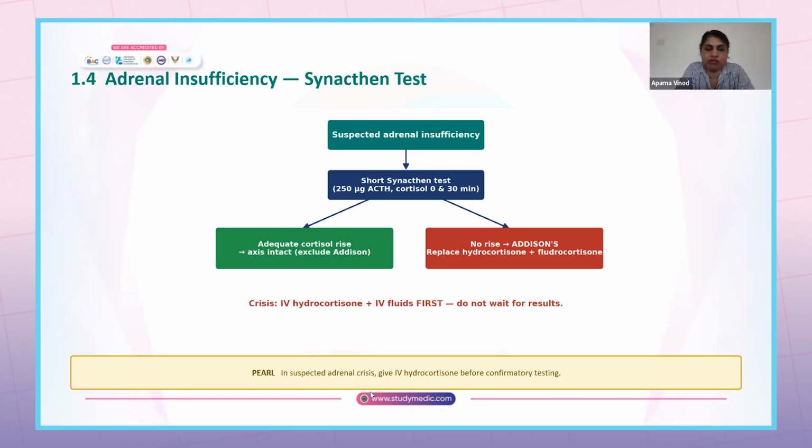So always remember, for crisis, you have to give IV hydrocortisone and fluids first, and do not wait for the results to establish the insufficiency. So the pearl here is, in suspected crisis, like I've told you, do not wait for confirmation, go ahead with IV hydrocortisone 100 mg.